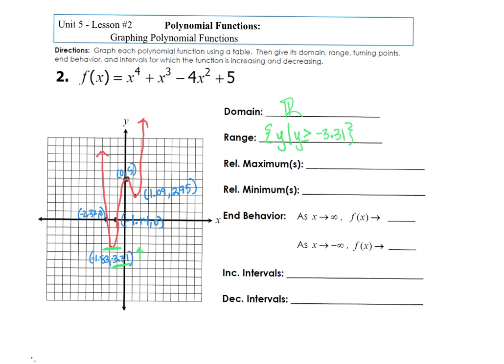And then we want our relative mins and maxes. Mins and maxes are x values and y values. So I'm looking for all of these coordinates as I move through the graph. So again, where I had my number for my range right here, that value, that's a minimum. Okay, it's a lowest point. So I'm going to write it as a coordinate. That was negative 1.84 and negative 3.31. Okay, that point was the lowest.